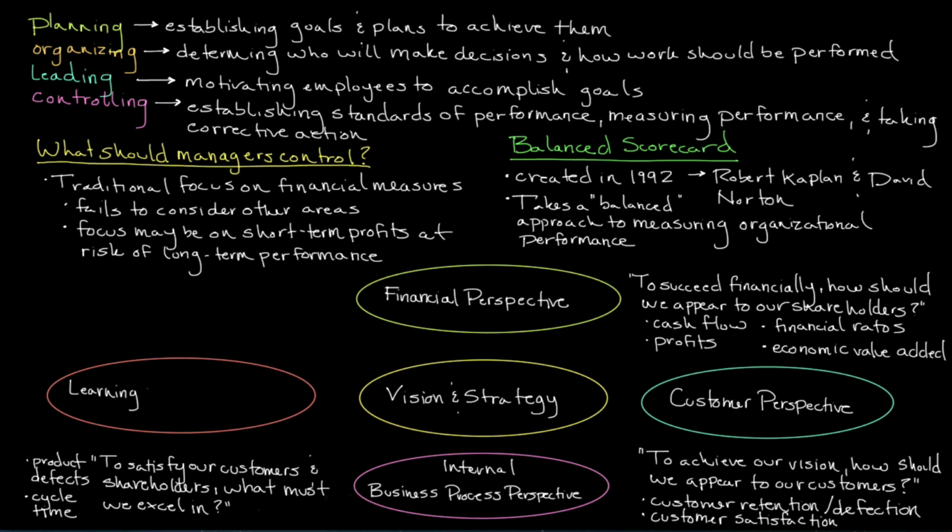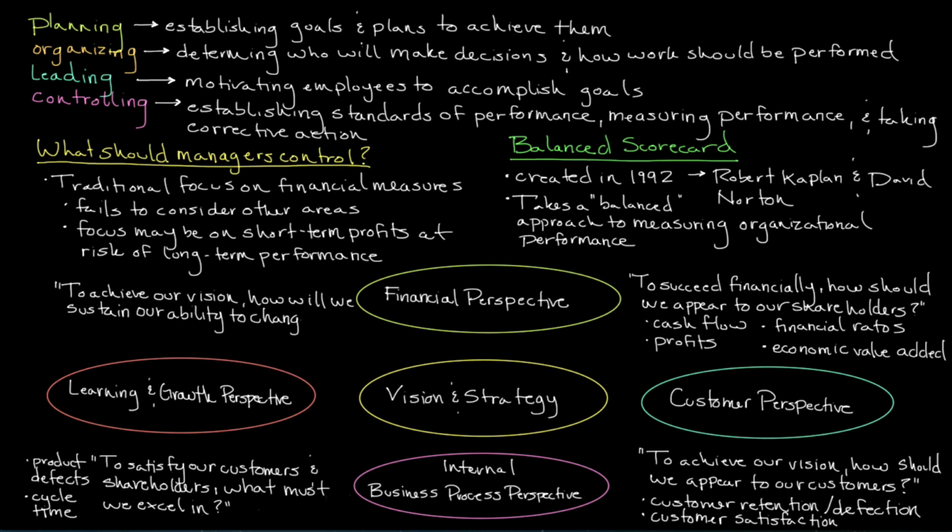The last part of the balanced scorecard is the learning and growth perspective. From this perspective, managers attempt to answer the question, to achieve our visions, how will we sustain our ability to change and improve? We've talked at great length about the uncertainty of today's business climate. With so much happening outside of management's control, it's important to be continuously improving so that organizations are prepared for the future.